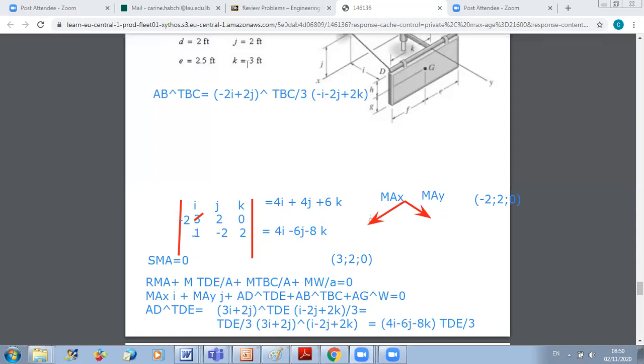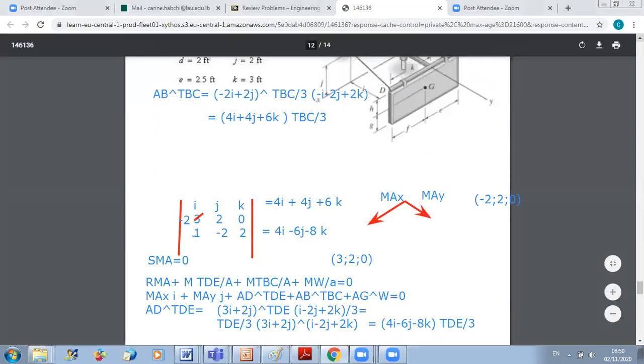So let me replace here. Here you have equals 4i plus 4j plus 6k, times TBC over 3. Okay. We still have the last component, which is AG vectorial W. To find AG vectorial W, I should look at the coordinates of G.